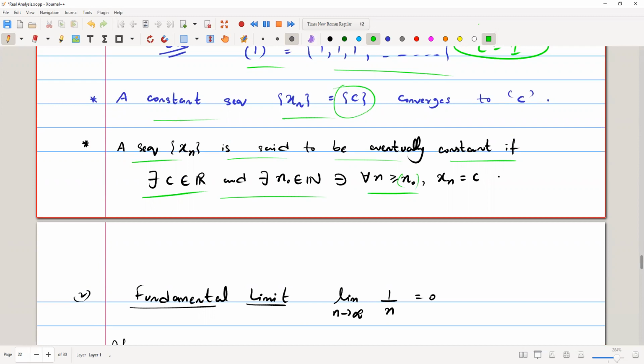For instance, this is a sequence: 1 over 2, 1 over 3, 1 over 4, and 1 over 8. And after some terms, it becomes 1, 1, 1, 1, 1, and so on. So we call it an eventually constant sequence. There is some n naught somewhere here, after which the sequence becomes constant: 1, 1, 1, 1, 1.